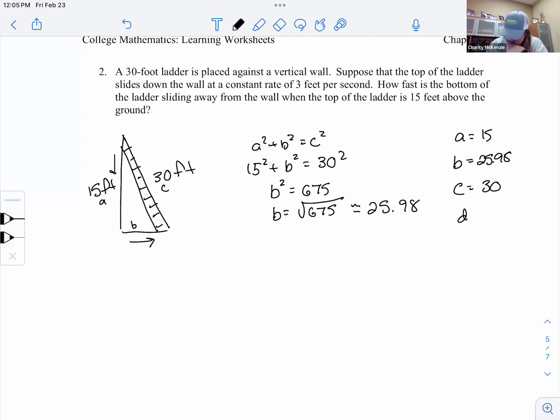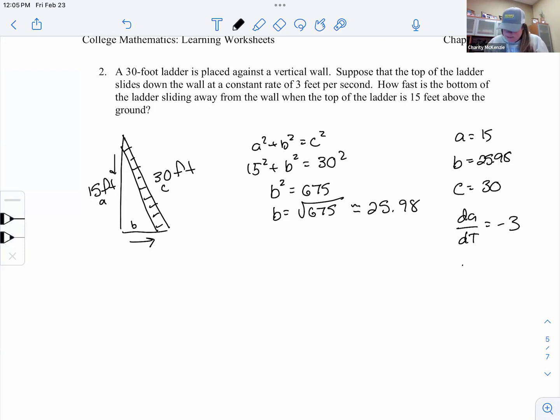dA/dt. Do I know dA/dt? Do I know this rate here? It is consistently falling down at 3 feet. How am I going to do this? Falling 3 feet is a -3. So I do know that rate, it's falling at 3.